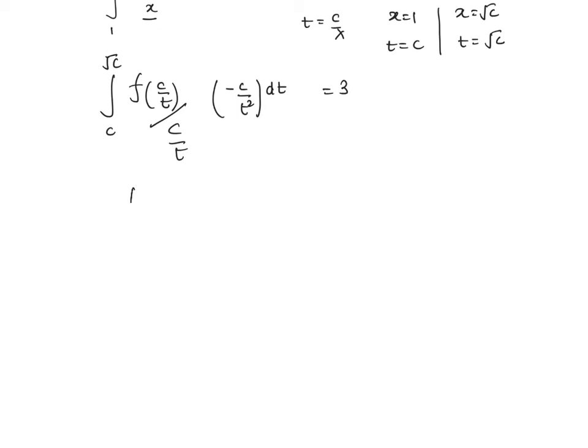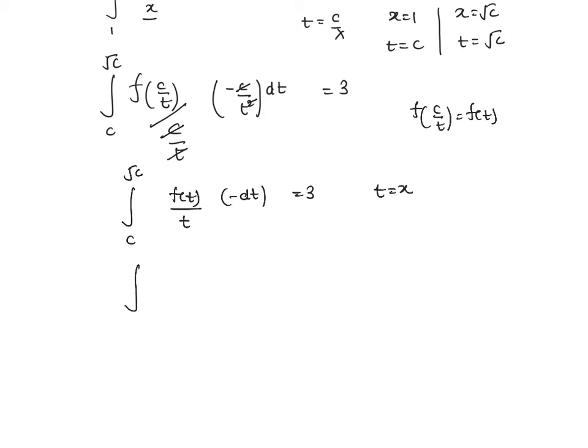Now we can write this one as c to root c. We know f of c by t is nothing but f of t, it is given. So this we can write as f of t, the c's cancel, one t cancels, divided by t, minus dt, equals 3. Now we can replace t with x. So this will be c to root c, limit will remain the same, f of x divided by x, minus you can take out, dx equals 3.